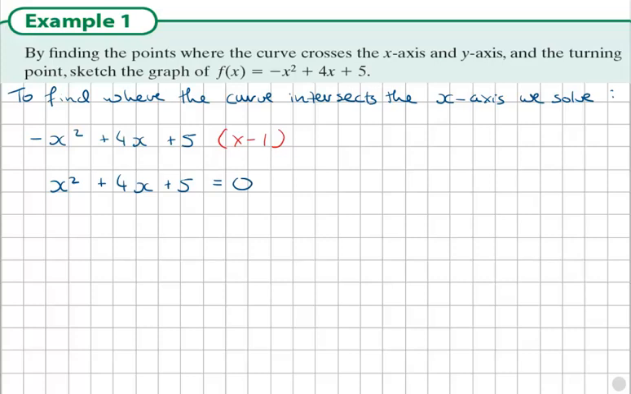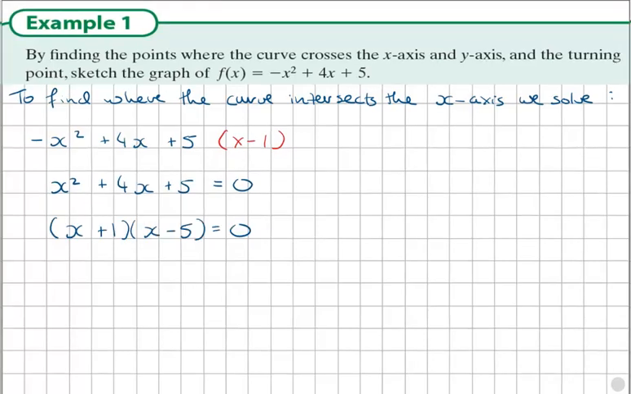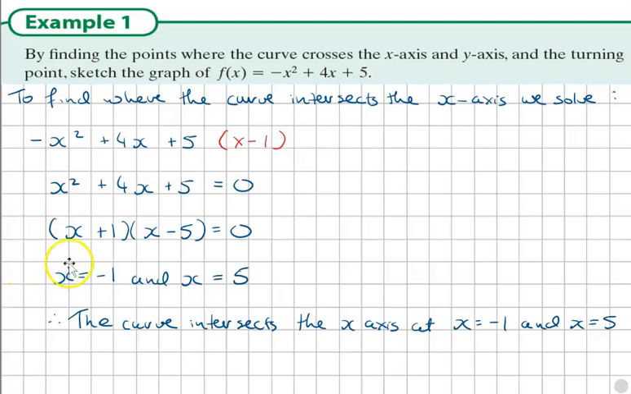Multiplying across by minus 1 to get a positive x squared. Then we factorize, and then we solve. So x is equal to minus 1 and x is equal to 5. Therefore, the curve intersects the x-axis at x is equal to minus 1 and x is equal to 5.